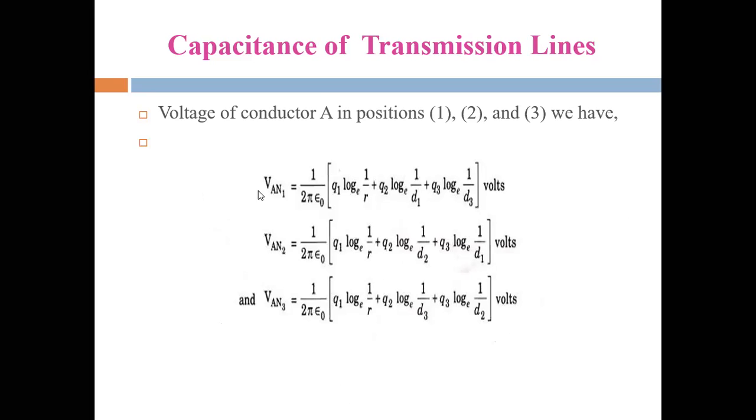In the first diagram, the distance between B and A is D1 and the distance between C and A is D3.